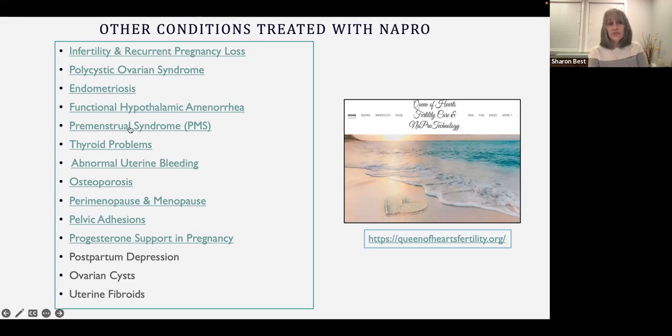So we treat premenstrual syndrome, thyroid problems, abnormal uterine bleeding, the typical perimenopause and menopause symptoms, osteoporosis that often goes along with that. And also we do something special called progesterone support in pregnancy. So when a woman becomes pregnant, we will manage her pregnancy and try to keep that healthy by testing the levels of progesterone she has throughout this pregnancy up to 37 weeks, and we will give her supplements if she requires them.